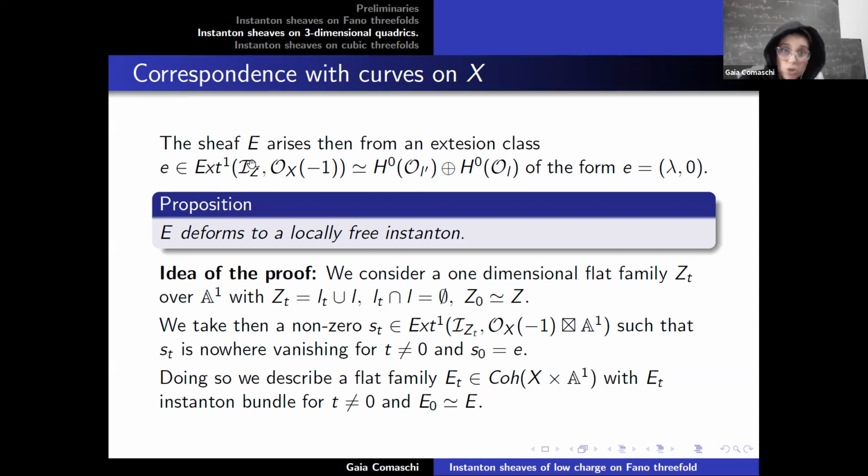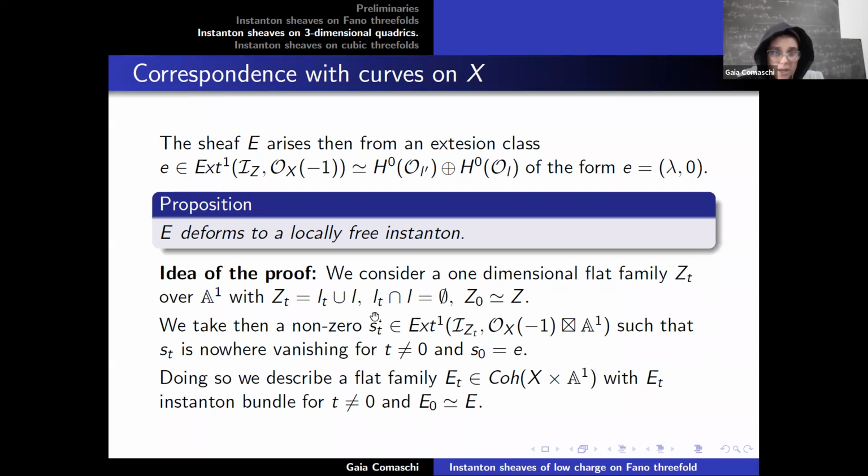the deformation of the curve Z, and we do the following. So first of all, we construct a flat family over the affine line. We construct a flat family of degree 2 curves over the affine line, whose general element is the union of our line L, because this is the singular locus of E, and of a second line disjoint from L. And the central fiber of this family is our scheme Z.